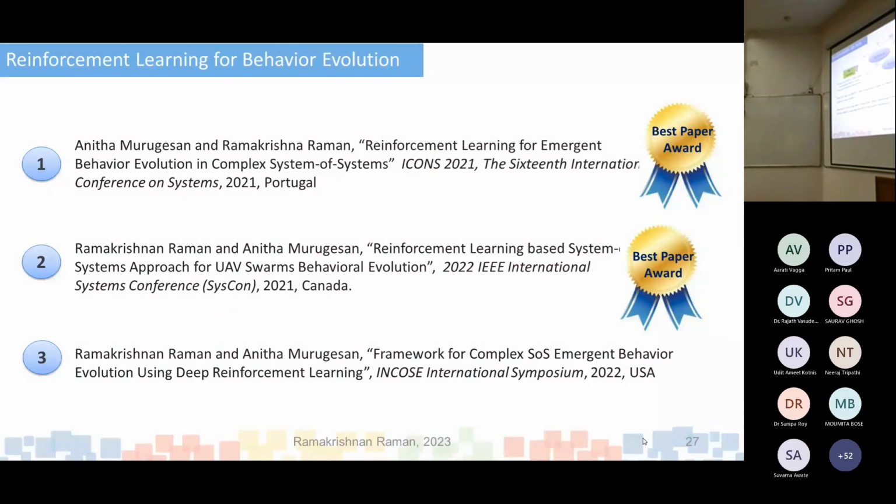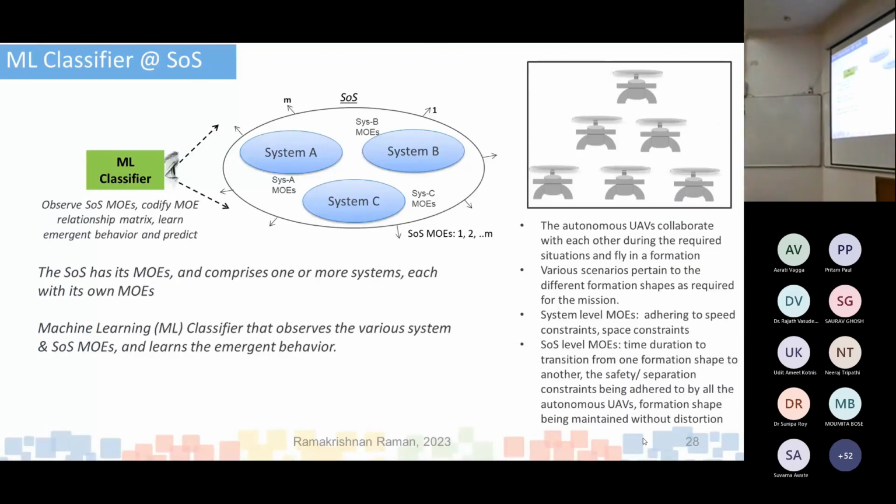Now we'll see some examples. So here, this is the case of a swarm of UAVs. They are trying to fly together, and probably they need to fly in a pattern, right? And they need to do their mission, whatever the mission is.